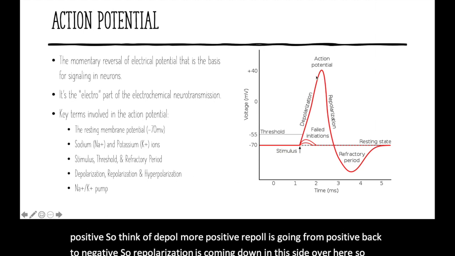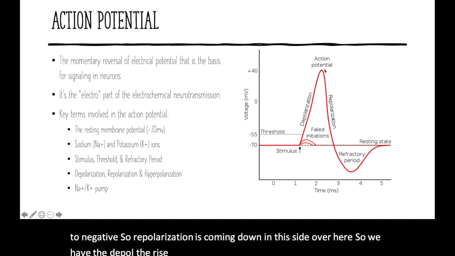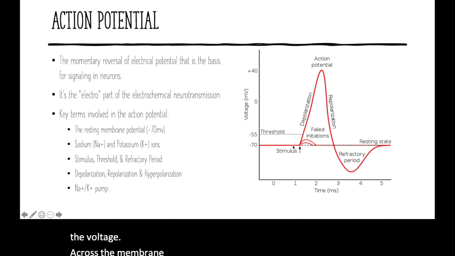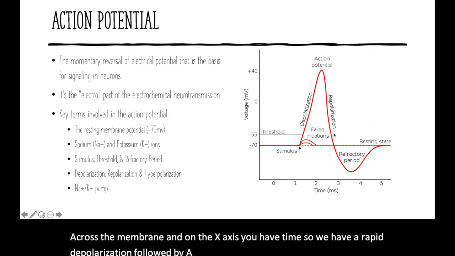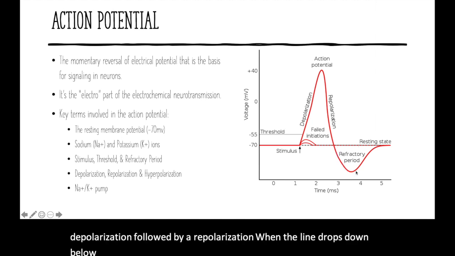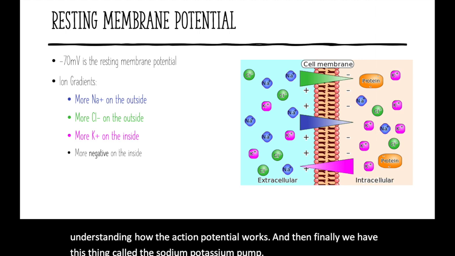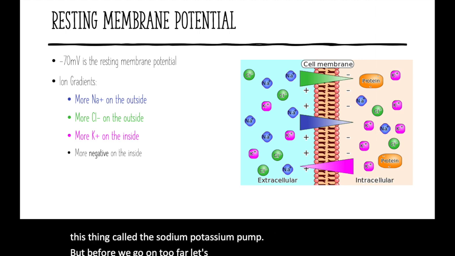So we have the depol, the rise to a positive millivolt level, and the repol, where you'll see this figure very commonly, where on the y-axis you have the voltage across the membrane, and on the x-axis you have time. So we have a rapid depolarization followed by a repolarization. When the line drops down below that -70, we call this the refractory period. This is also called hyperpolarization. Okay, so all of these terms are very important in understanding how the action potential works. And then finally, we have this thing called the sodium-potassium pump. But before we go on too far, let's first talk about the resting membrane potential.